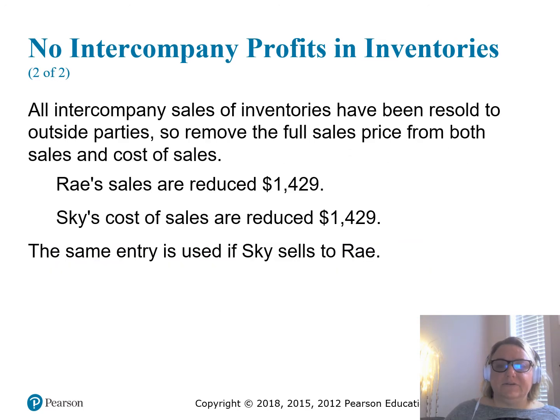Okay, and there's some keywords here. All intercompany sales of inventories have been resold to outside parties. So you'll remove the full sales price from both sales and cost of sales. Both sections: Ray's sales are reduced, and then Sky's cost of sales are reduced by the 1,429, and it's the same entry if they sell it backwards between the two of them.